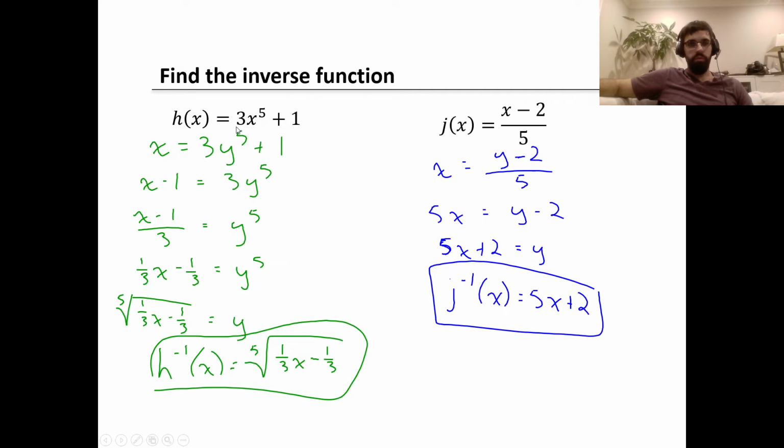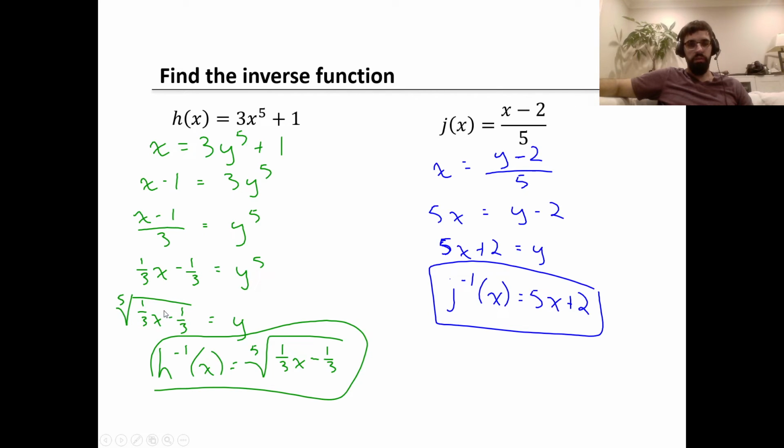A couple more examples. Writing our inverse function, we're going to write x equals 3y to the power of 5 plus 1. So y becomes x, h of x becomes x. When we solve for y, we'll subtract 1 from each side, divide each side by 3, and we'll get y to the power of 5. So to get rid of a power of 5, we take the fifth root of both sides. And so we have this 1/3 x minus 1/3. We take the fifth root of that.